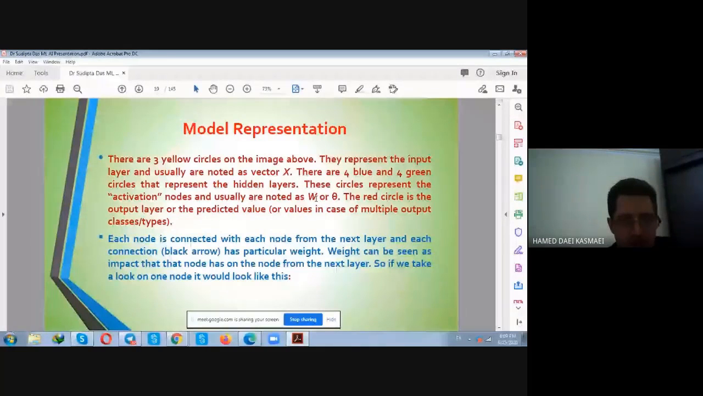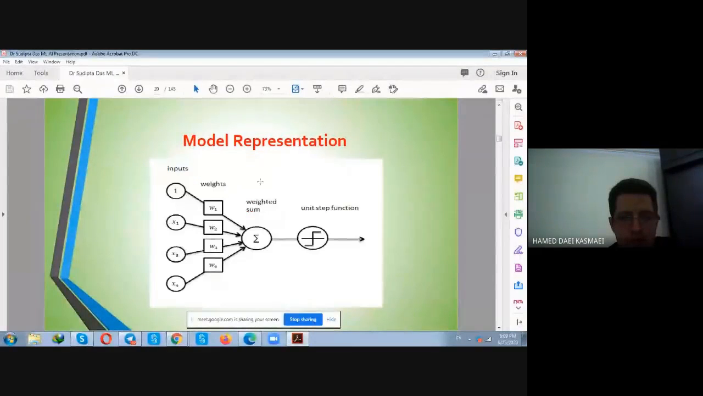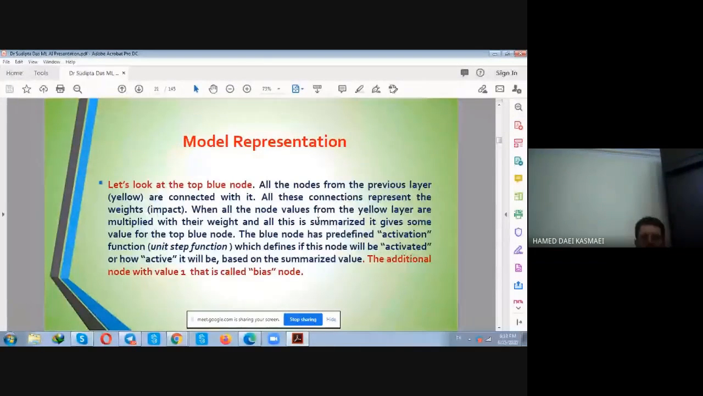The red circle is the output, or the predicted values, or values in the case of multiple output classes or types. So you will see here the model representation: inputs, weights, weighted sums, and a unit step function based on 1 and 0, and then you have the output. Again, we have some information about them, and you need to know about this. All the nodes from the previous layer, yellow, are connected with it.